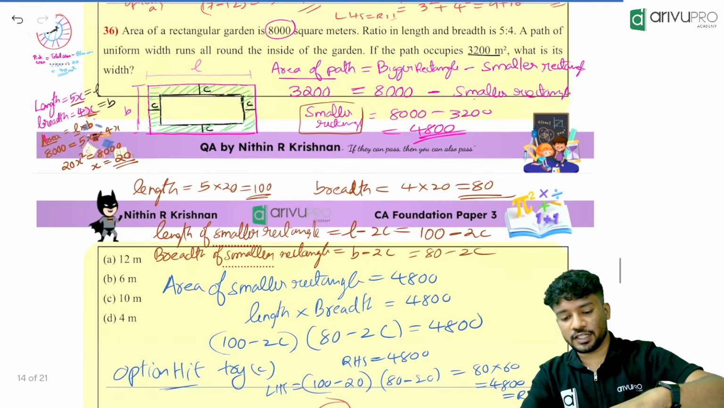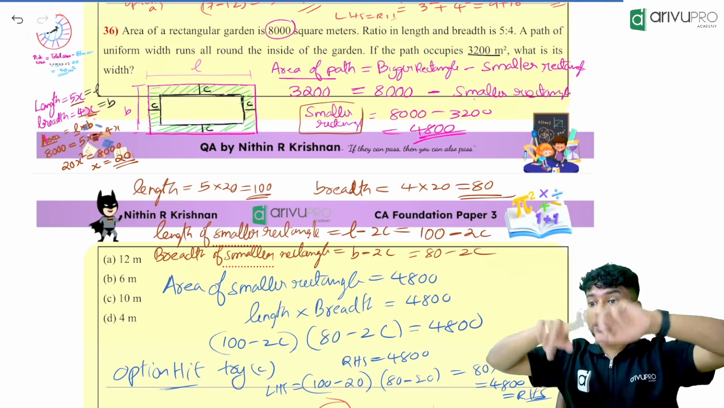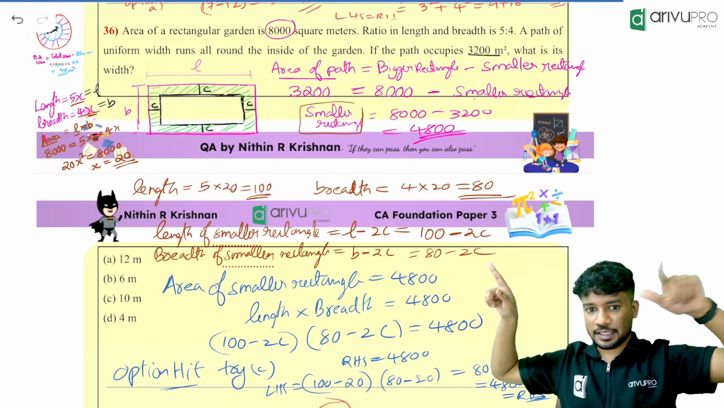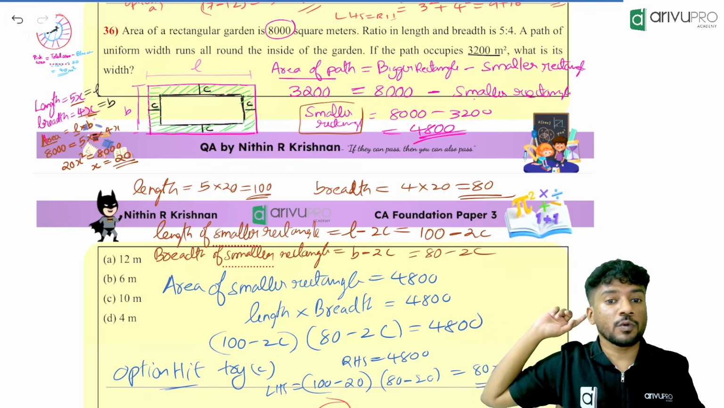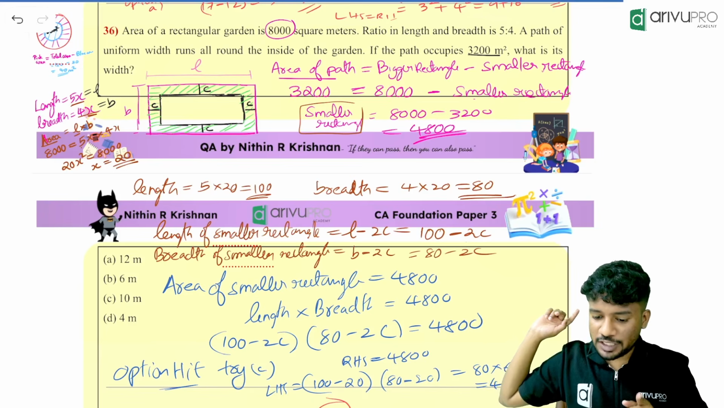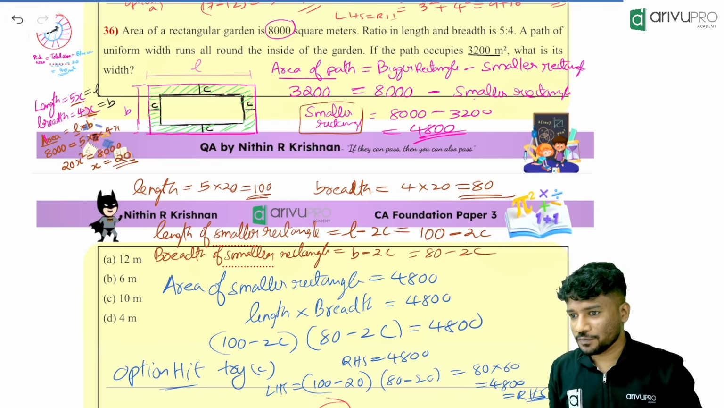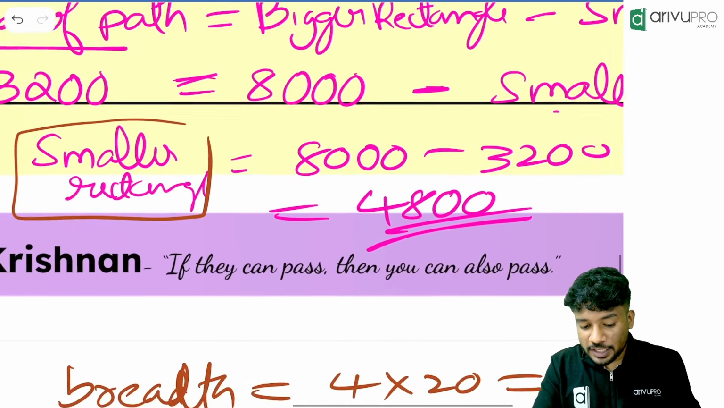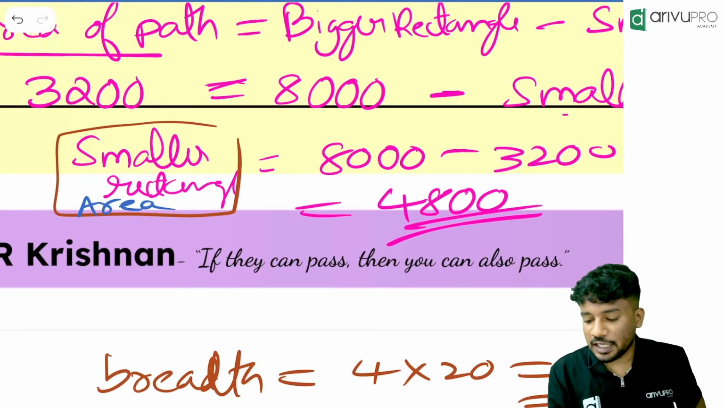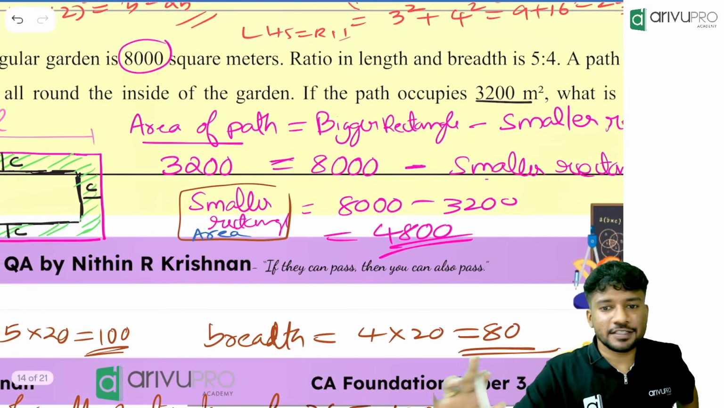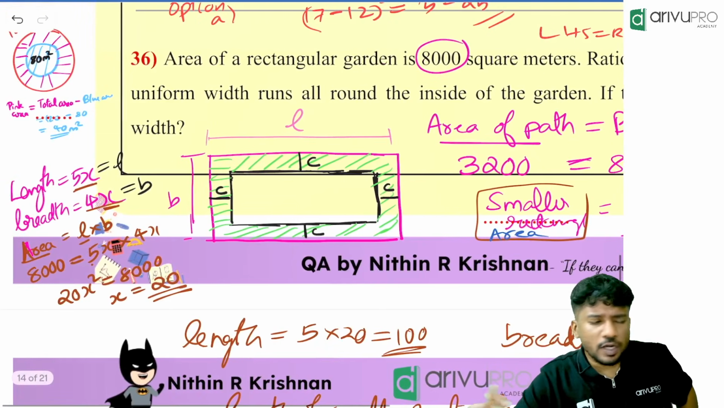Now, what all things did we do over here, people? In the question, what is given? The bigger rectangle area is given. Then the ratio of length to breadth is also given, that is 5:4. One more thing we know, the area of the path is also given. That is how much? 3200. From there, we are finding the smaller rectangle area. How much is it? 4800. Till there, everything is fine. Then, people, we need to find the path width C.